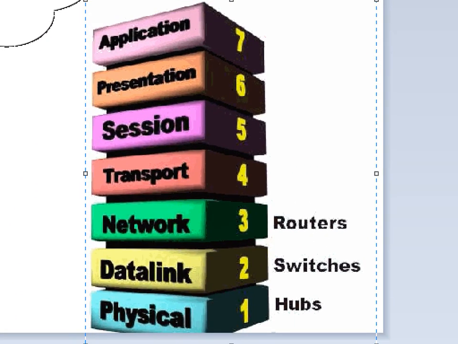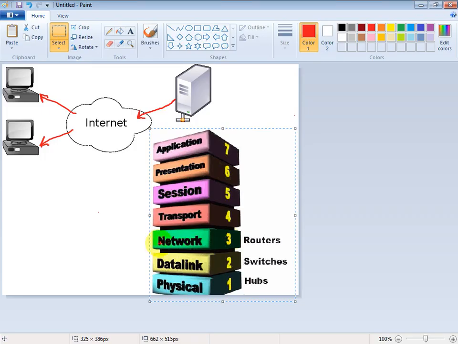Okay, what will we use to make these connections possible? At the network layer we will use IP, and at the transport layer we will use TCP.